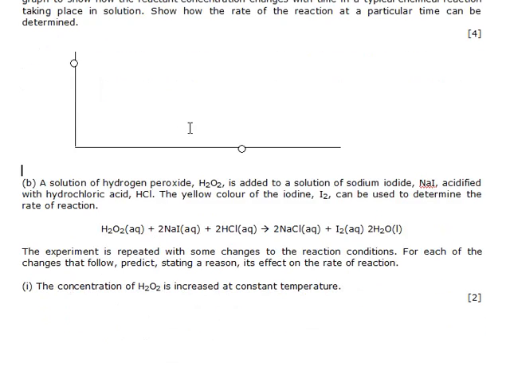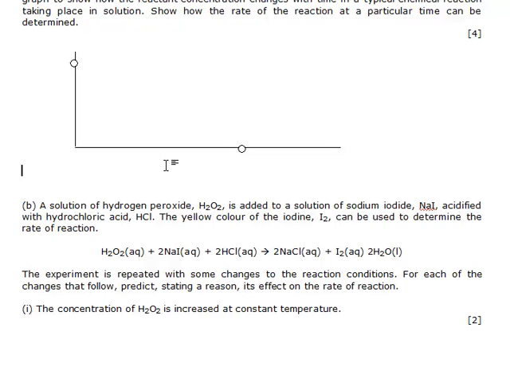Alright, so the rate of the reaction at a particular time can be determined from the gradient. Alright, so we put in the rate at time t, where t is any time, equals the gradient to the curve.